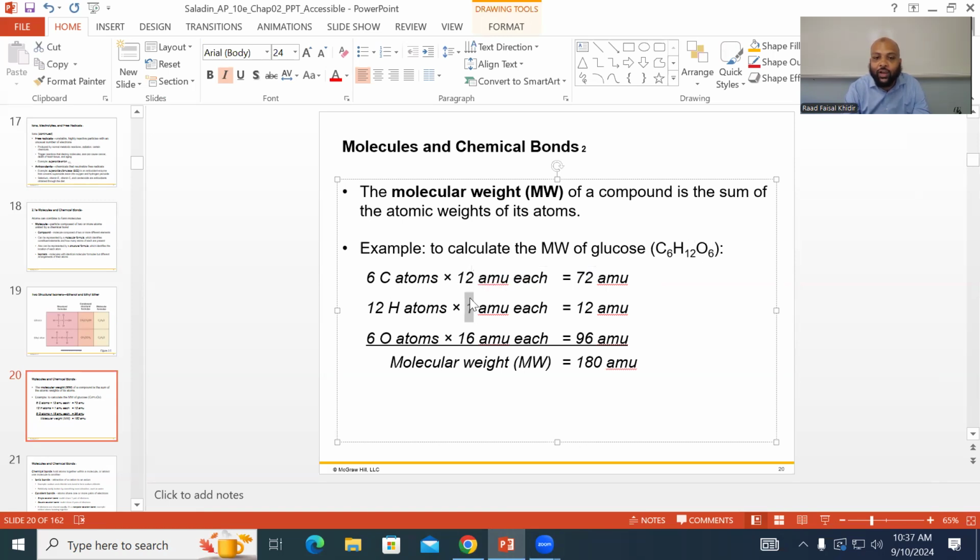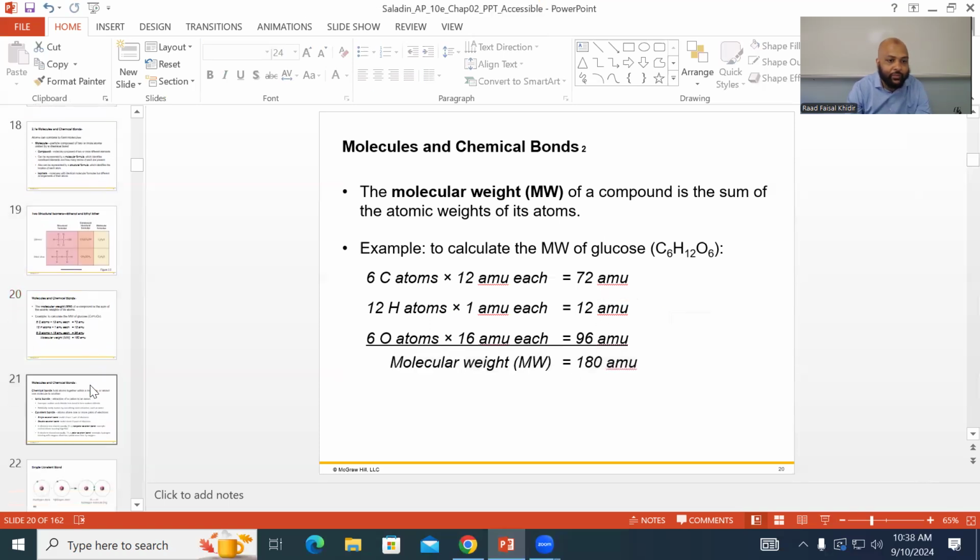And I have 12 hydrogen. What is the molecular weight for hydrogen? It is 1. And 6 oxygen, the molecular weight for oxygen is 16. Then I add all of them together, then the molecular weight of glucose is the sum of all of them. That comes out to 180.